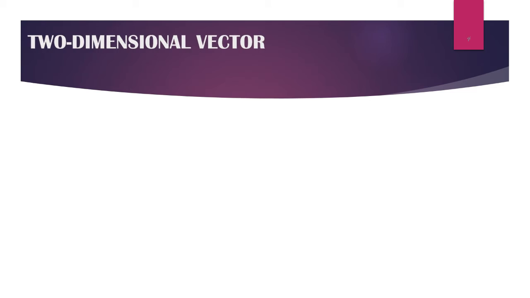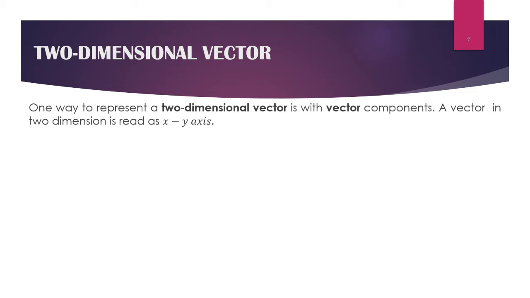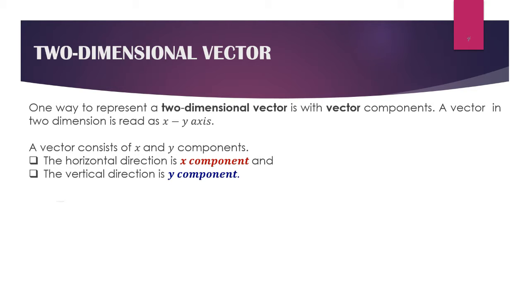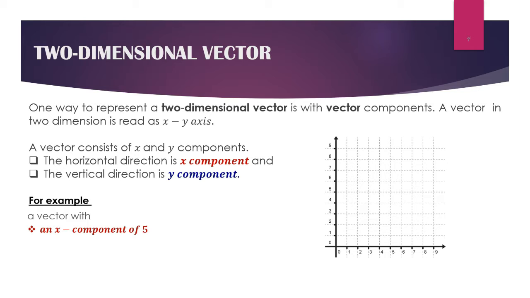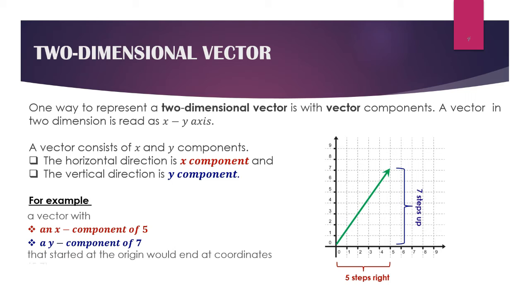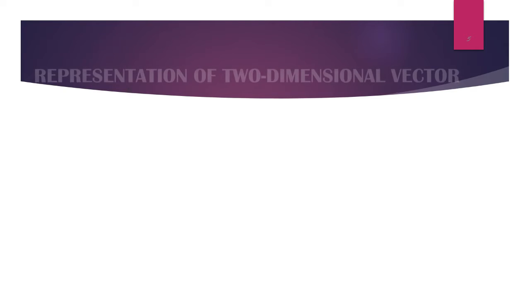Two-dimensional vector. One way to represent a two-dimensional vector is with vector components. A vector in two dimensions is read on the xy axis. For example, a vector with an x component of 5 and a y component of 7. The x component is red and the y component is blue. Now we have a vector, yes, we have a green line vector 5, 7. 5 is the x component and 7 is the y component. Very clear.